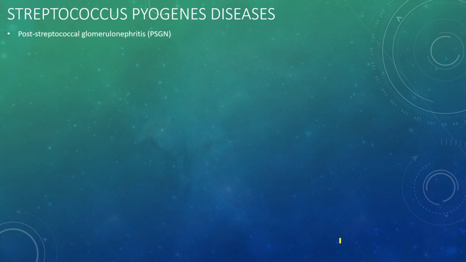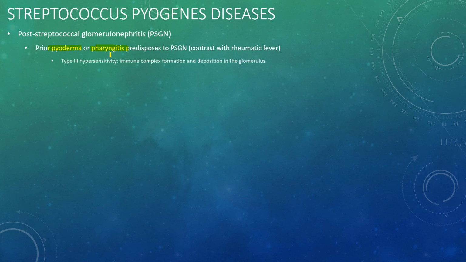So now, our last, finally, disease caused by Streptococcus pyogenes. This is a very major disease that causes lots of problems. Streptococcal glomerulonephritis can be caused by a prior pyoderma, so a skin infection, or a pharyngitis. Rheumatic fever can only be caused by a previous pharyngitis, while PSGN can be caused by either.